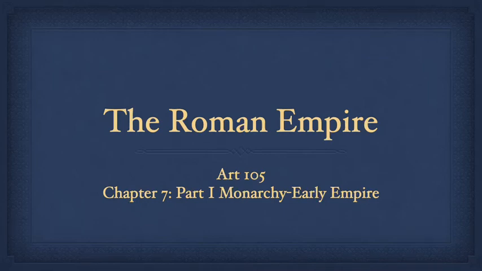In this lecture, we are going to begin our exploration of the Roman Empire. Now, as you can see here, this is part one. We're going to look at the monarchy through the early empire. Much like I did in our chapter of ancient Greece, I decided to break this into two separate lectures so as not to overwhelm you with masses of information. So this will be the monarchy through the early empire, and then the second part will be the high and the late empire.